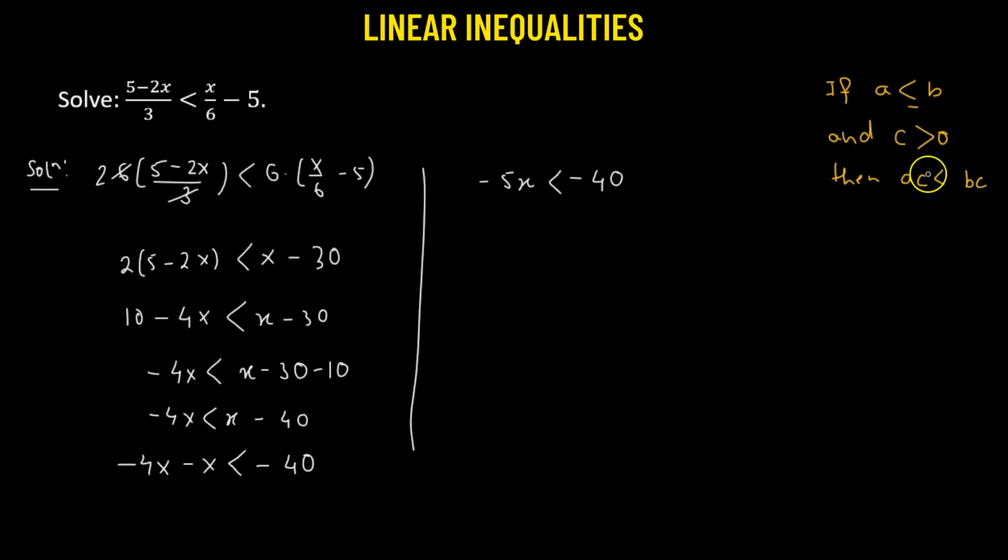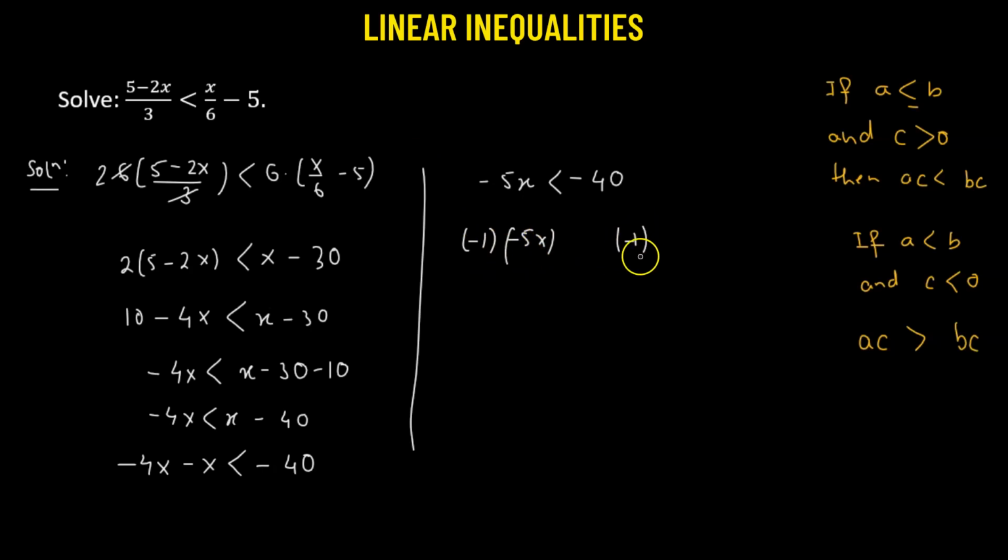Here we'll have to use the fact that if A is less than B and we have C which is now less than 0, and we're going to multiply A and B with C, in this case, the sign of the inequality is going to flip. So that means if we multiply with negative 1 on both sides, the sign of the inequality changes. So that gives us positive 5x is greater than negative, this will become negative 40. So this is positive 40.